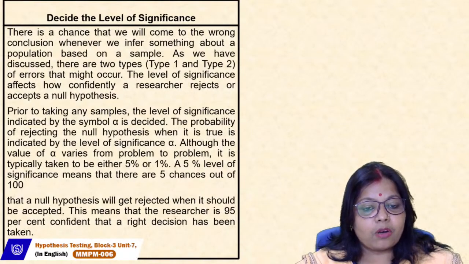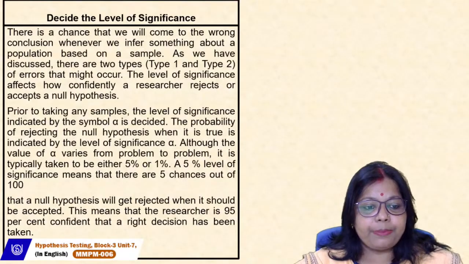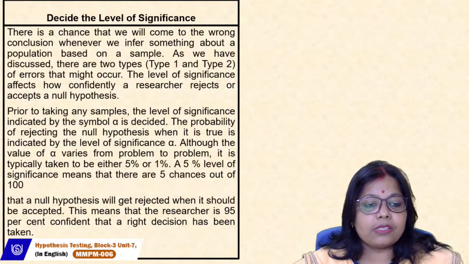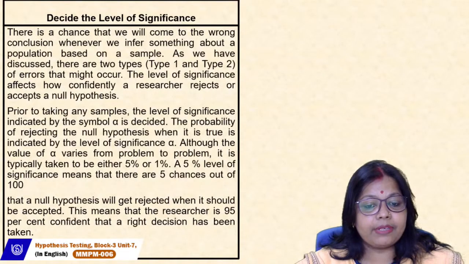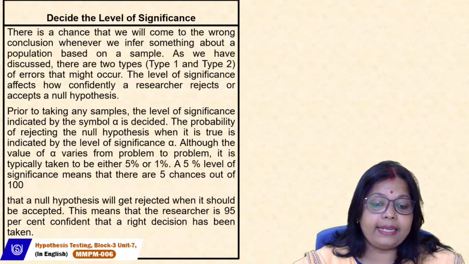Although the value of alpha varies from problem to problem, it is typically taken to be either 5% or 1%. If a person says 5% level of significance, it means there is a chance of 5 out of 100 that the null hypothesis will get rejected when it should be accepted, and this means the researcher is 95% confident of having taken the right decision.